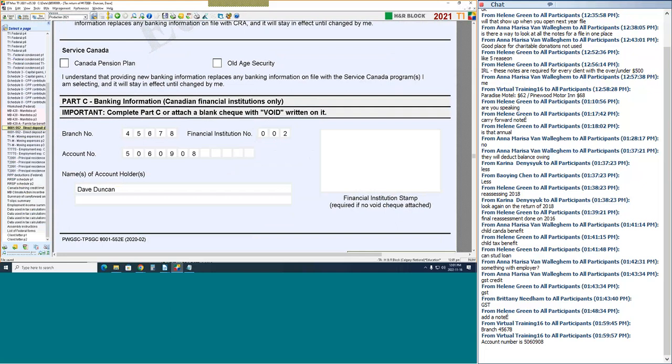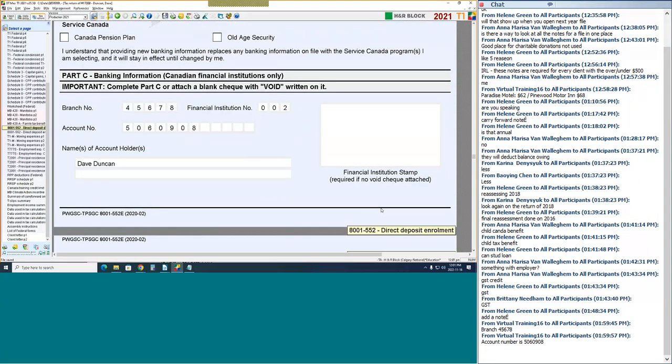You will have to add a void check, or if they don't have a void check, they have to take this paper form and go to a bank and get a stamp. I'm going to tell you, if your client's doing that, just have the bank do their direct deposit for them because it's faster. The bank can do it automatically once they've verified their ID. This one you have to do by paper.